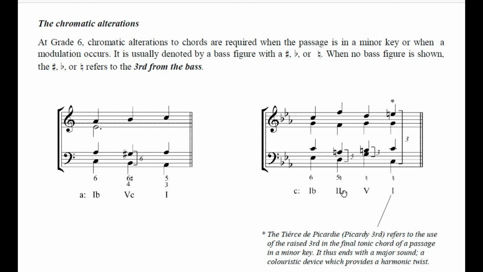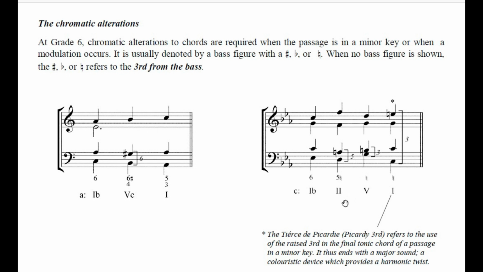In this example, we can see that the 5th has to be raised to a natural. From D, the note will be A natural, and this natural without a number next to it indicates that the 3rd from the bass is to be raised to a natural. In this case, it is B natural from G.